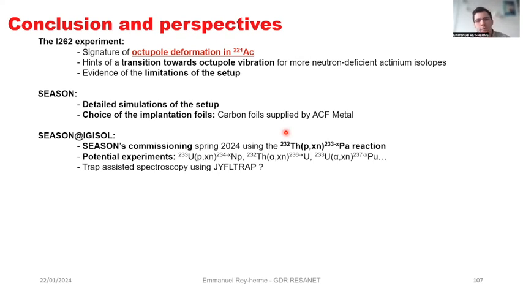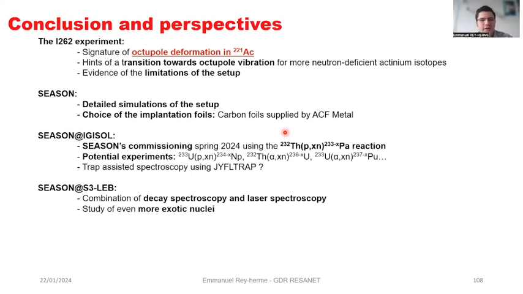And there is also a possibility for trap-assisted spectroscopy using the GFL trap, which is a double Penning trap, and putting the SEASON detector behind to combine the purification of the traps with the decay spectroscopy performed by SEASON. And then SEASON will be installed at S-Cube Lab to combine decay spectroscopy and laser spectroscopy, but also to take advantage of the beam of S-Cube to study even more exotic nuclei, because with the reaction used at IGISOL, we are confined to nuclei quite close to stability.